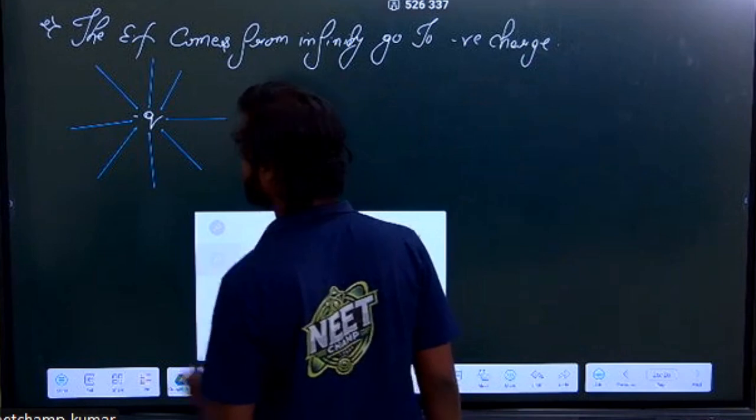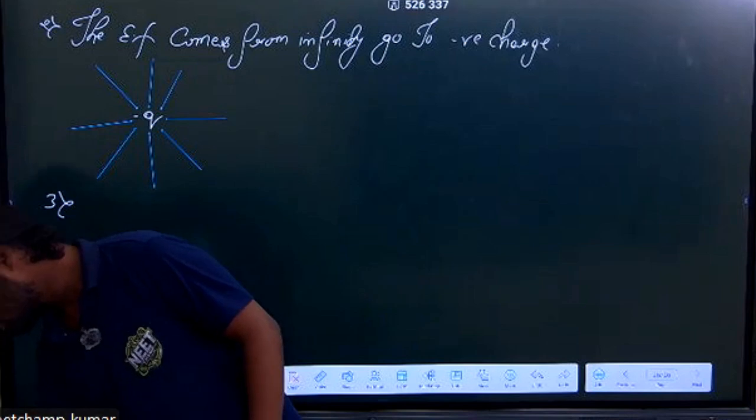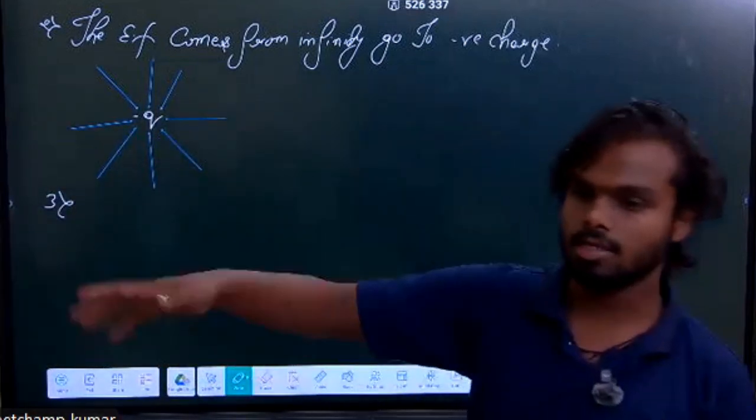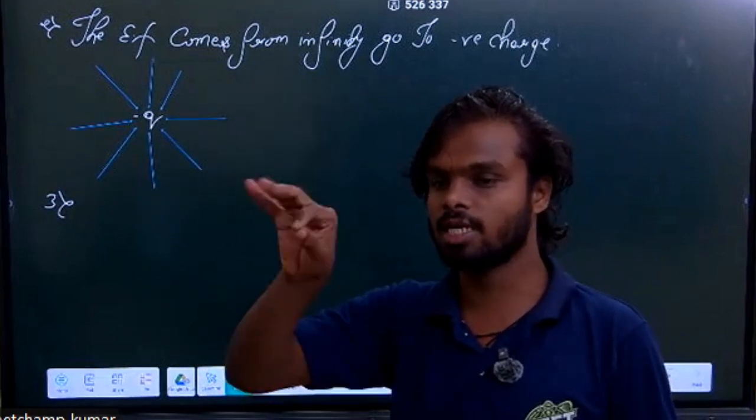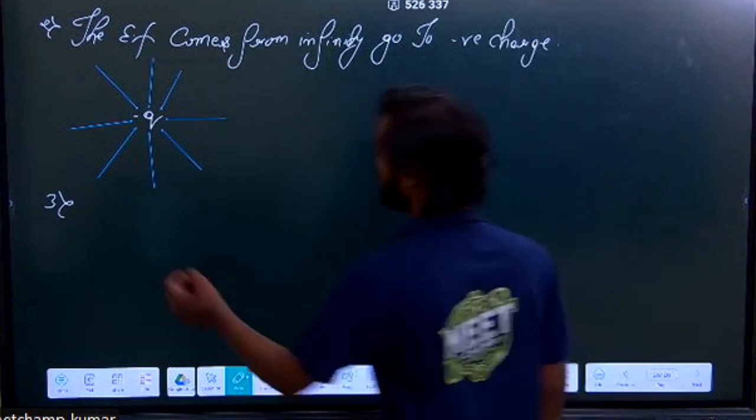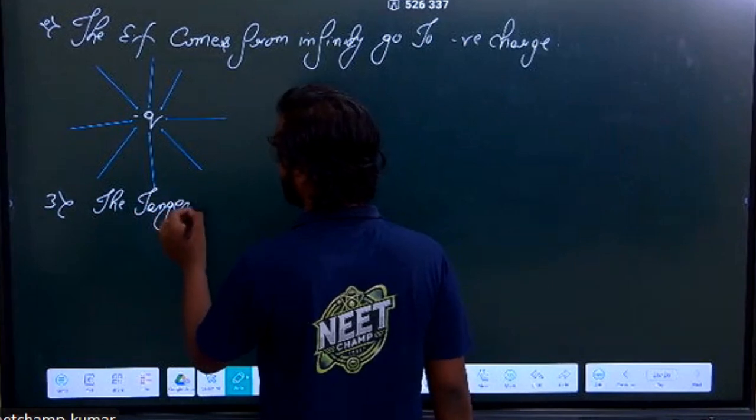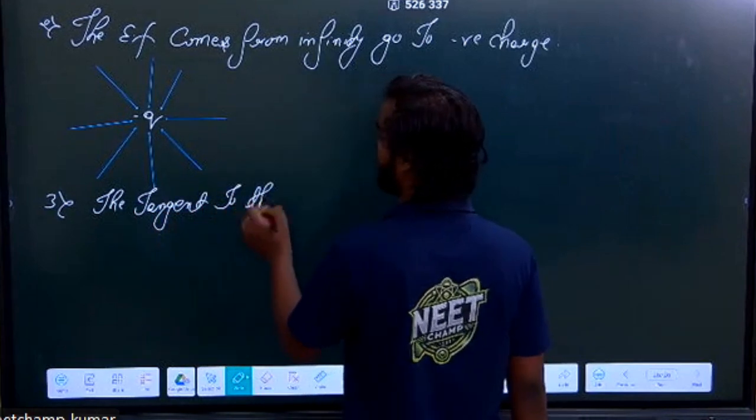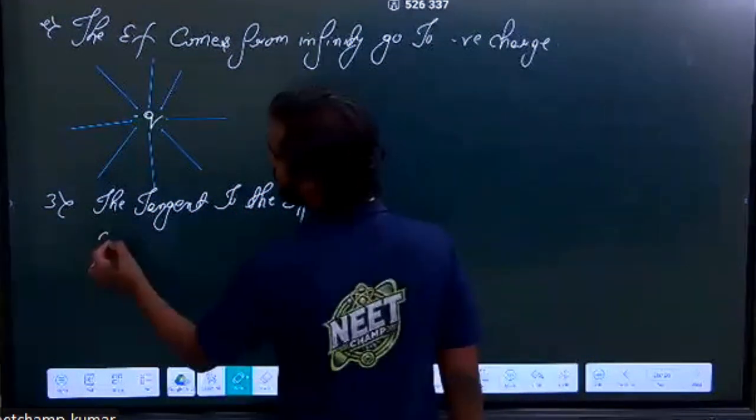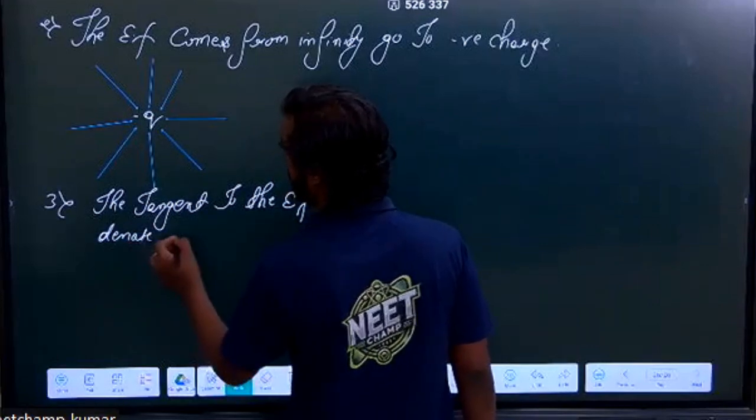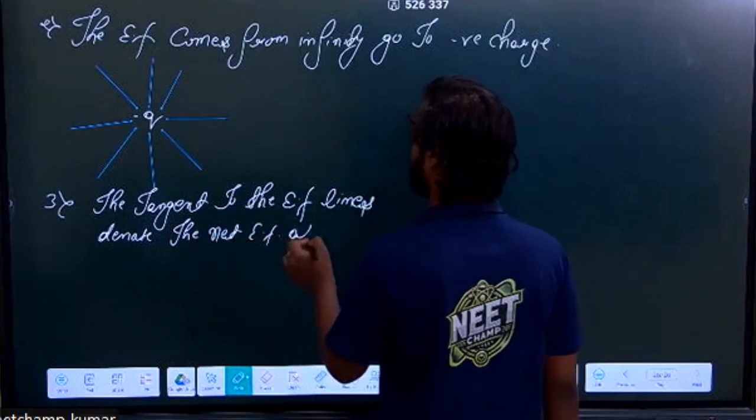Third property. What is the third property of electric field lines? Suppose there is an electric field line. If you draw the tangent at any point on the electric field line, it will point out the net electric field at that point. So the tangent to the electric field lines denotes the net electric field at that point.